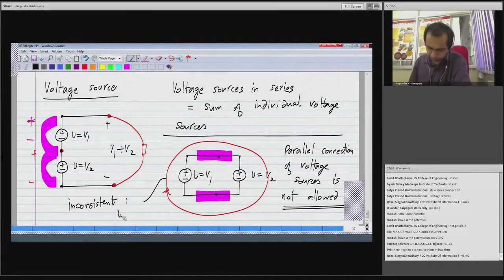Unless V1 equals V2, you cannot make this connection. So you cannot connect voltage sources in parallel. I hope that is clear.